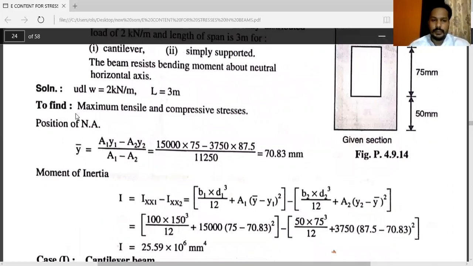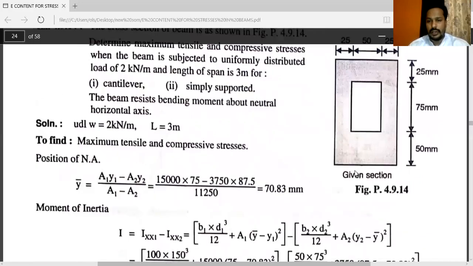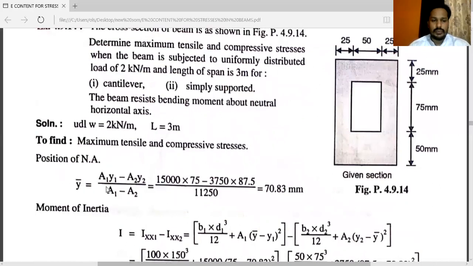See, first step, to find out position of neutral axis, means we have to find out the Y bar in this diagram. So Y bar is equal to A1 Y1 minus A2 Y2 upon A1 minus A2. See, because this is the hollow rectangular portion, larger rectangle minus smaller. So A1 Y1 minus A2 Y2 upon summation of all the area, that is A1 minus A2.